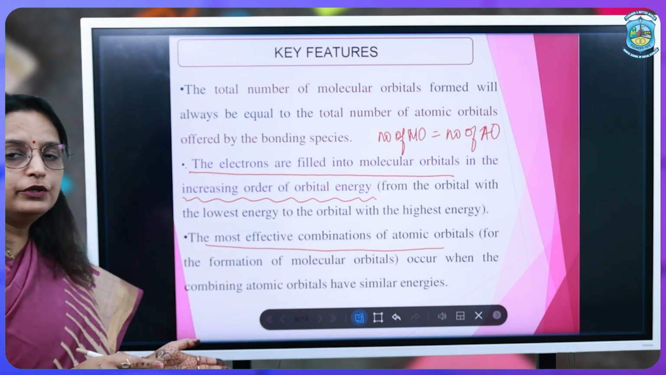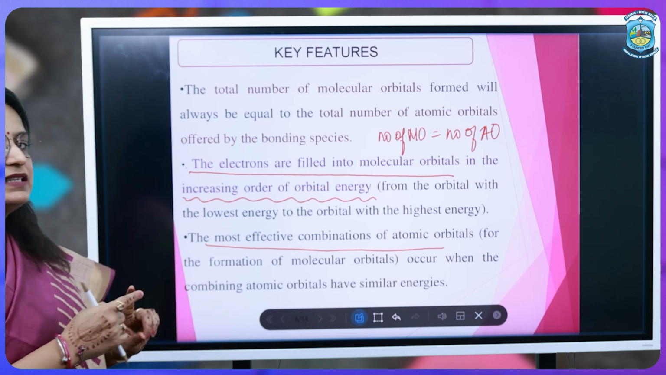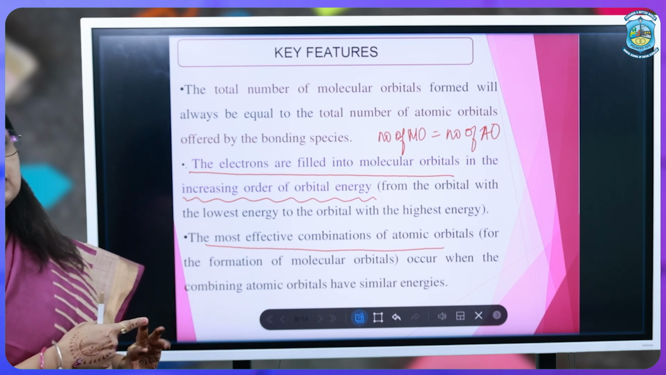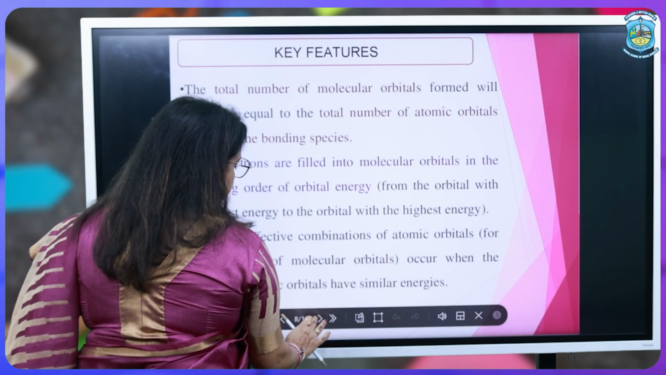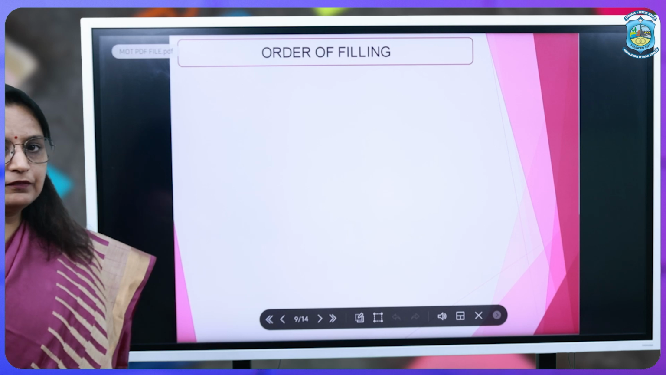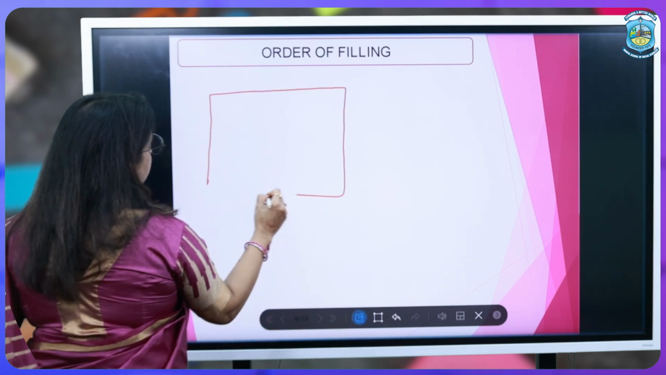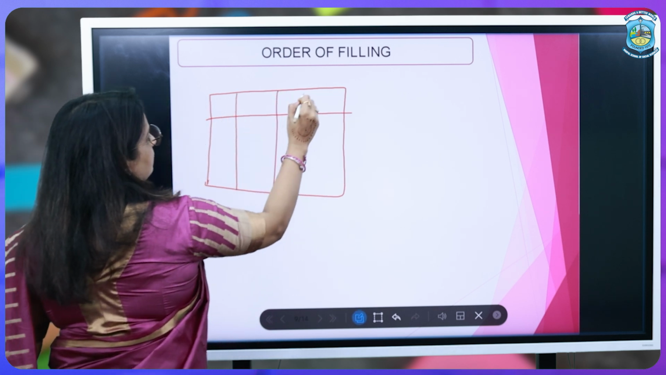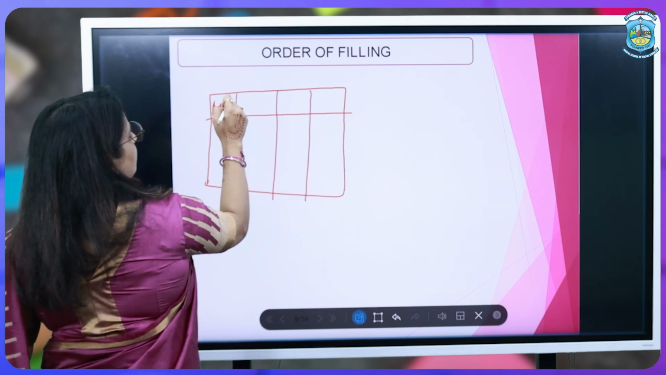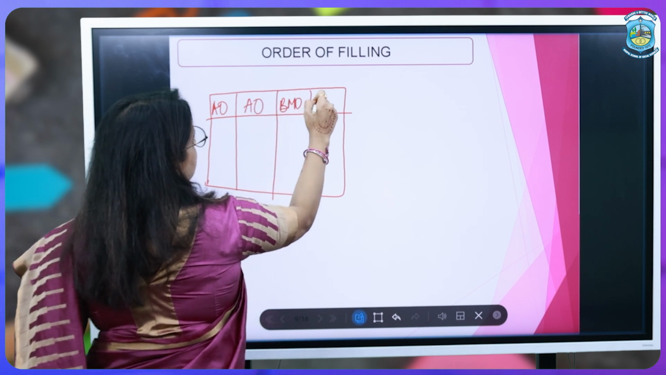As I have already told you, the condition for combining atomic orbitals is same symmetry, same energy and proper overlapping. So now let's have a look at the order of filling. Before that, I'll make a table to explain how the molecular orbitals are being formed. So if I am combining, this is atomic orbital, this is atomic orbital, this is bonding molecular orbital, this is anti-bonding molecular orbital.